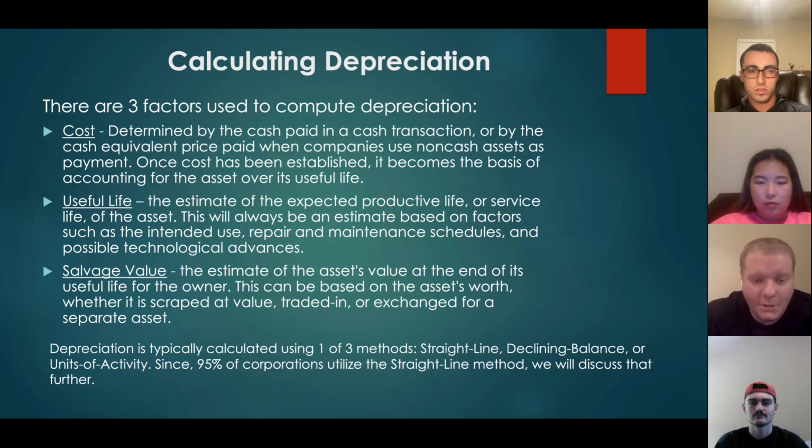So it's typically calculated using one of three methods: straight line, declining balance, or units of activity. Since 95% of corporations in America use the straight line method, that's what we're going to talk about.